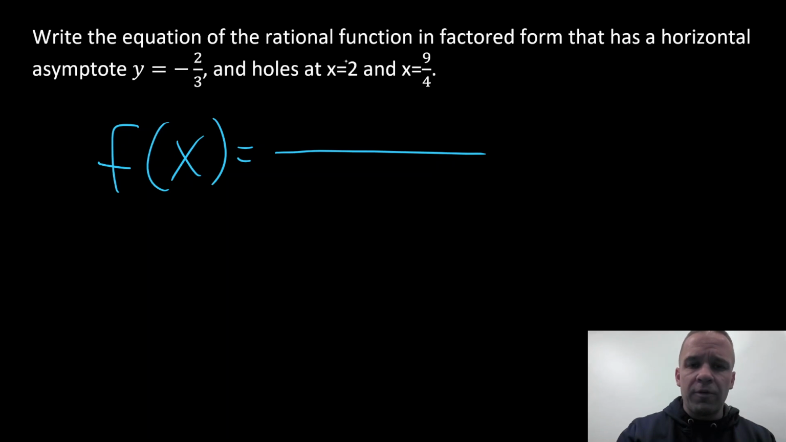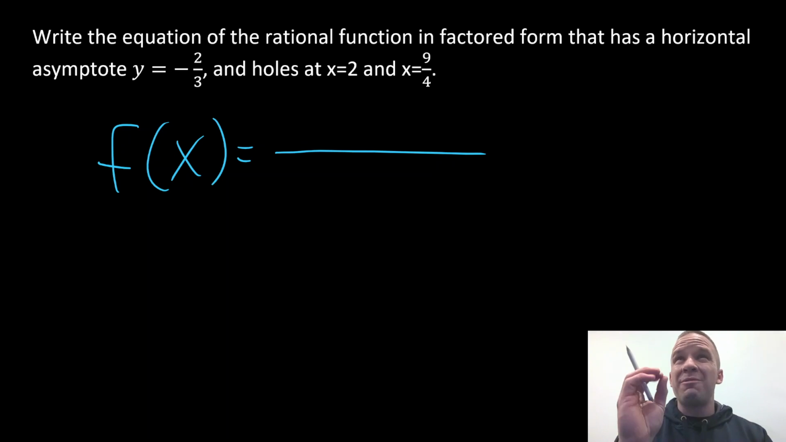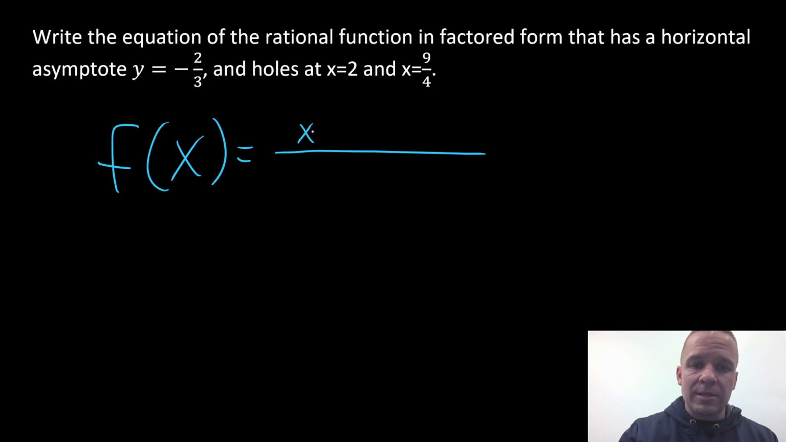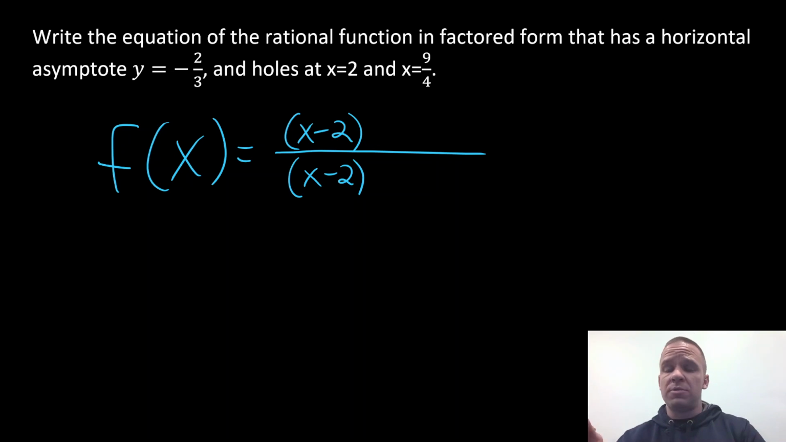All right, so for the x equals 2, I would need the factor that would give me x equals 2. So my factor would be x minus 2, and that needs to cancel, so it needs to be present in both the numerator and denominator. All right, x minus 2 equals 0. If I add 2, I get x equals 2. That checks out. Now I need to deal with this fraction.